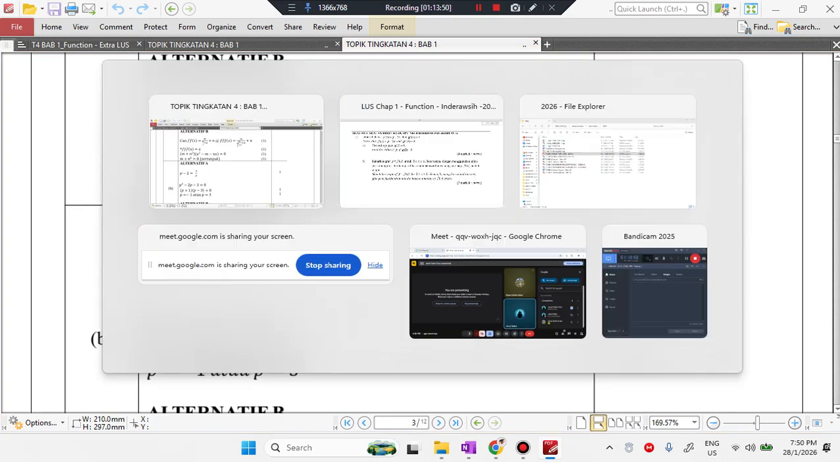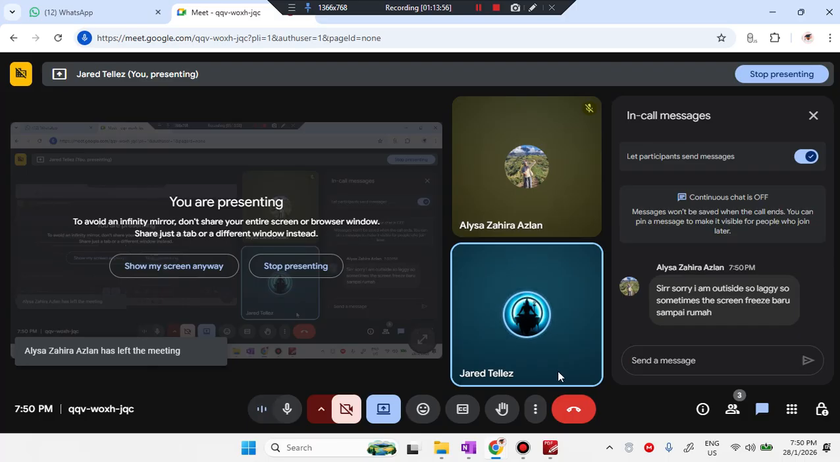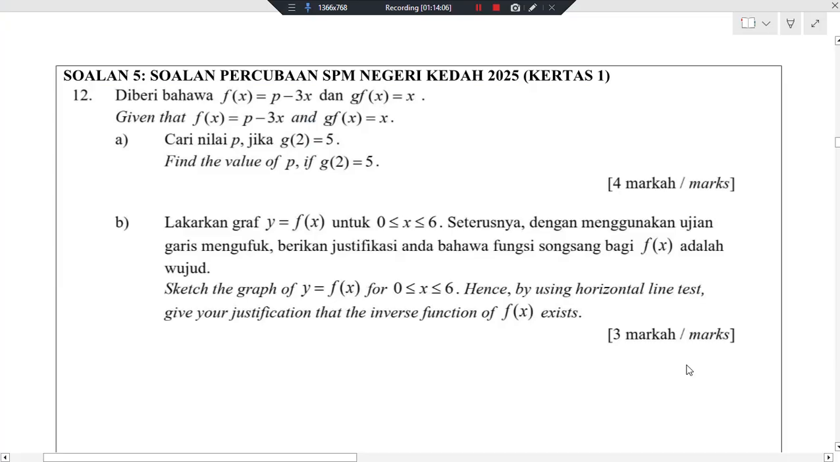Okay? Right. So given that fx is equals to p minus 3x and gfx equal to x, find the value of p if g2 adalah 5. Okay. So kalau dia minta g2, first we need what is a gx, baru kita boleh letak dalam g2, betul tak? We must have that idea first. So anyhow we need to find the g, correct or not?